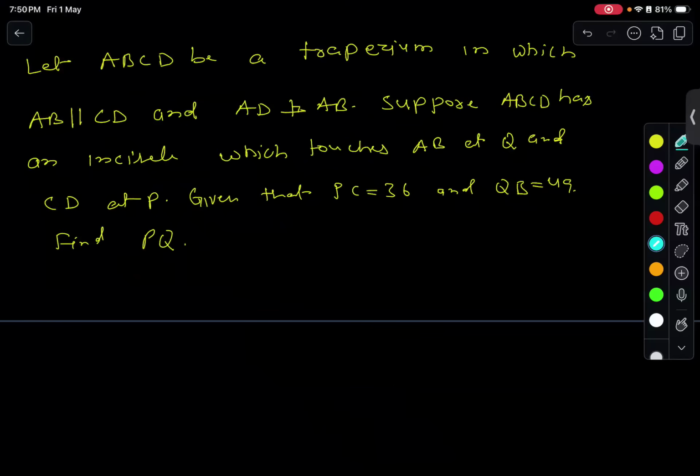सर ए बी इज पैरेलल टू सी डी के आगे क्या लिखा है? ए बी पैरेलल टू सी डी एंड ए डी परपेंडिकुलर टू ए बी। मैं रीड कर रहा हूं क्वेश्चन। Let ABCD be a trapezium in which AB parallel to CD and AD perpendicular to AB. Suppose ABCD has an incircle which touches AB at Q and CD at P. Given that PC is equal to 36 and QB is equal to 49, find value of PQ. Very simple question.